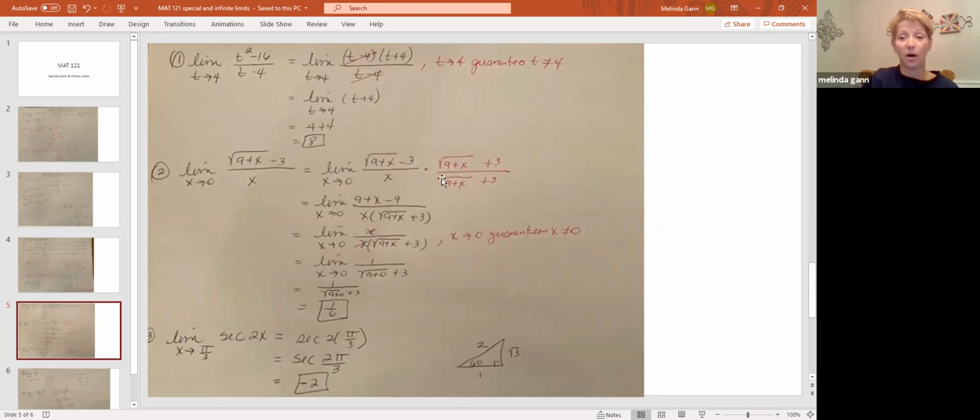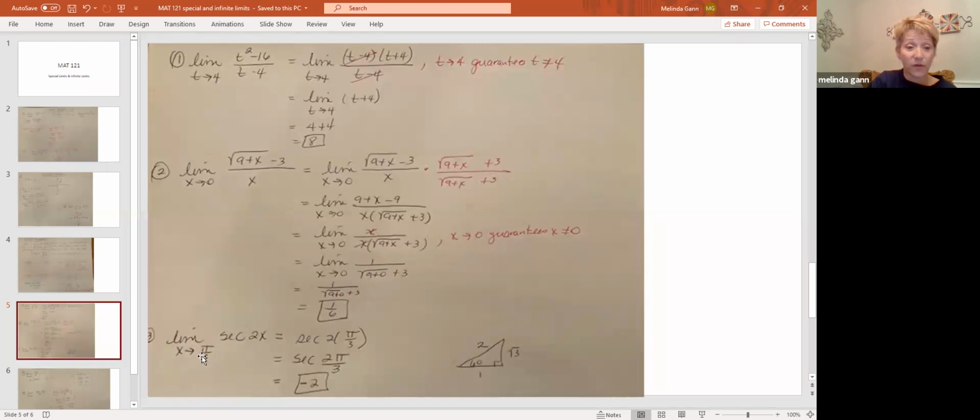And then I did not multiply the bottom out. I just wrote down that denominator times that denominator. Well, see, the 9s subtract out, and that leaves me just x on the top and x on the bottom. And those divide out. But again, I've got to guarantee that x approaching 0 guarantees that x is not 0. So that just left me 1 over the square root of 9 plus x, plus 3. So now I can take that 0 and I can plug it in. All right, and I got 1 over the square root of 9, which is 3, and 3 plus 3 is 6, so I got 1/6.